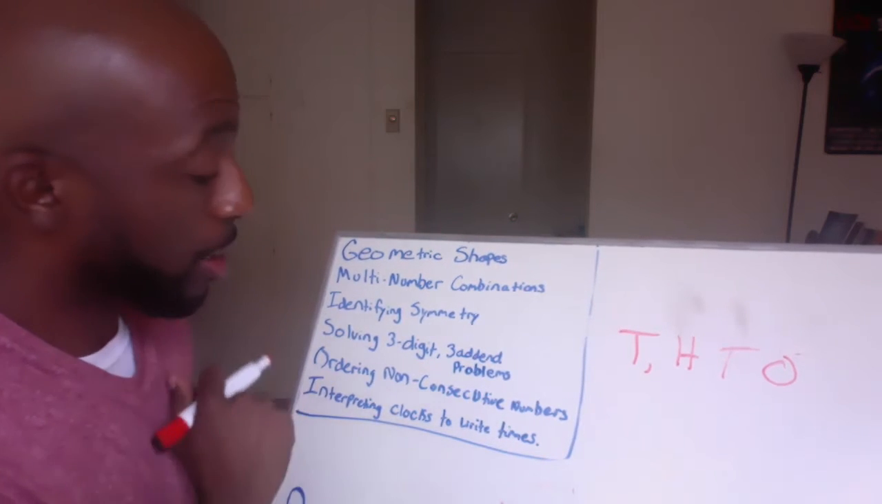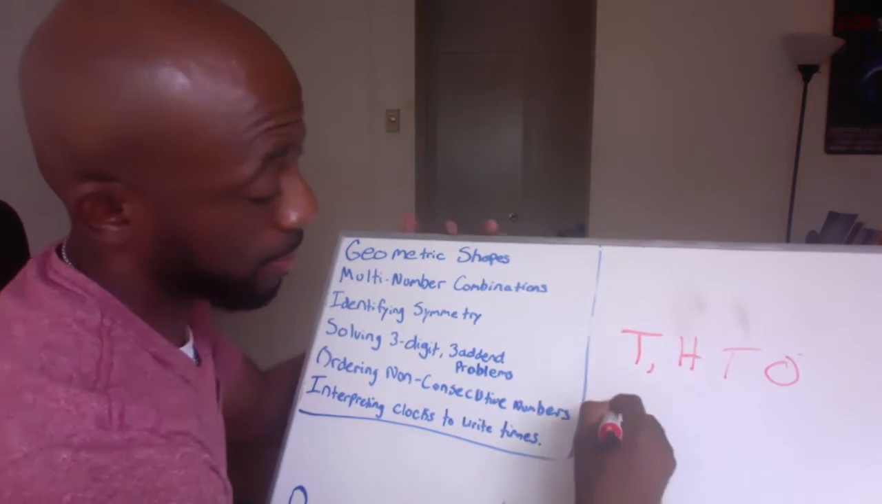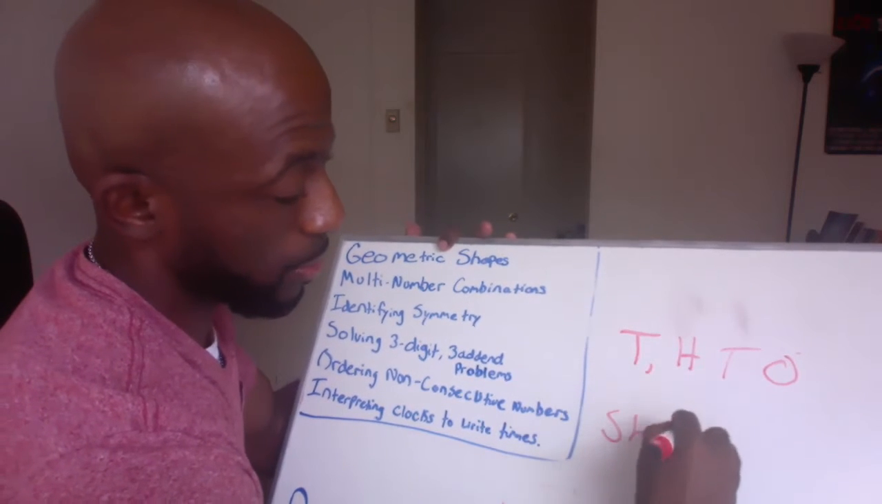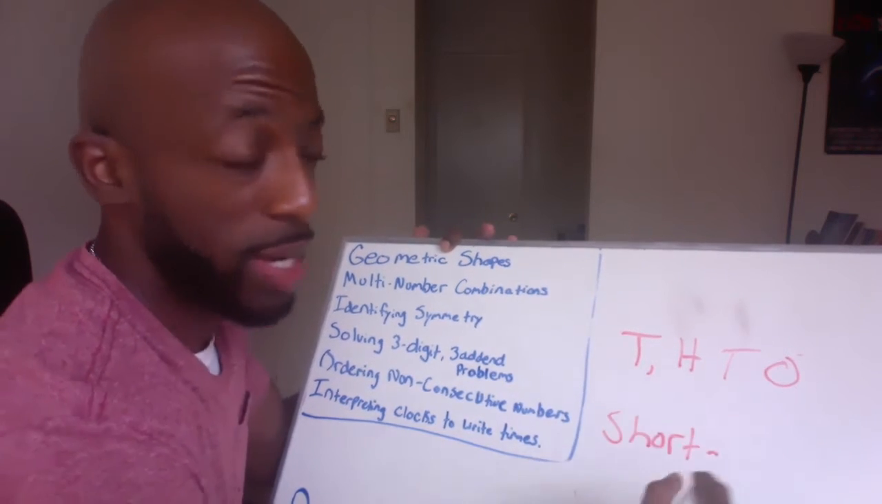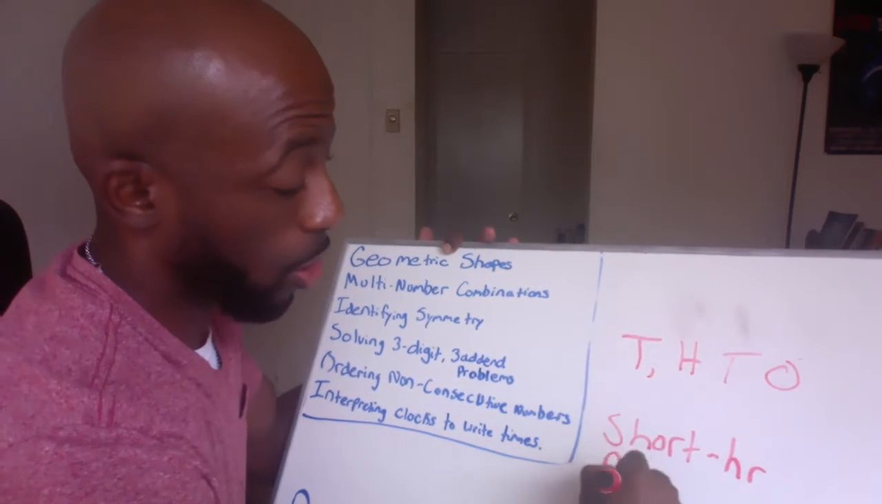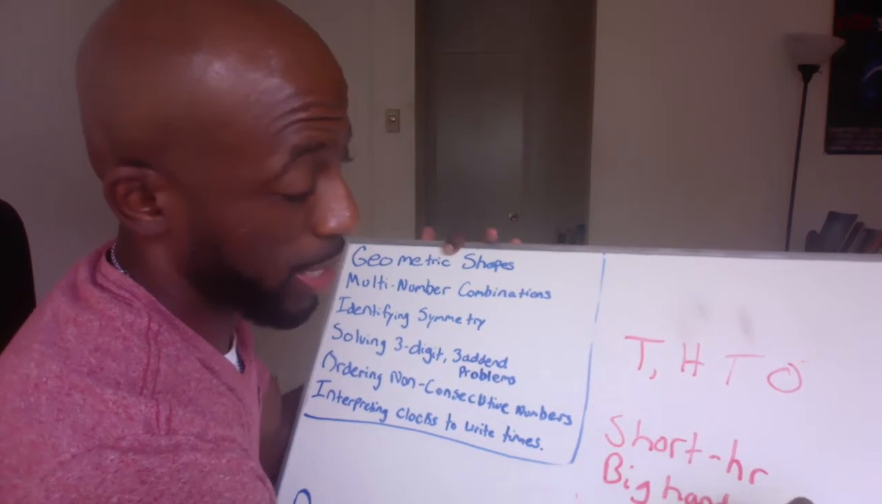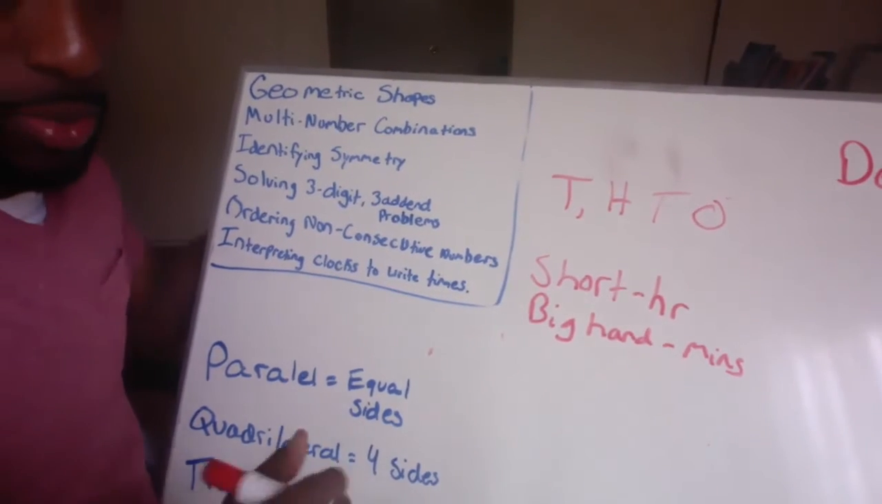Now, interpreting clocks to write times. If you have the short hand, it always points to what hour it is. If you have the big hand, it always points to the minutes. That's what it looks like.